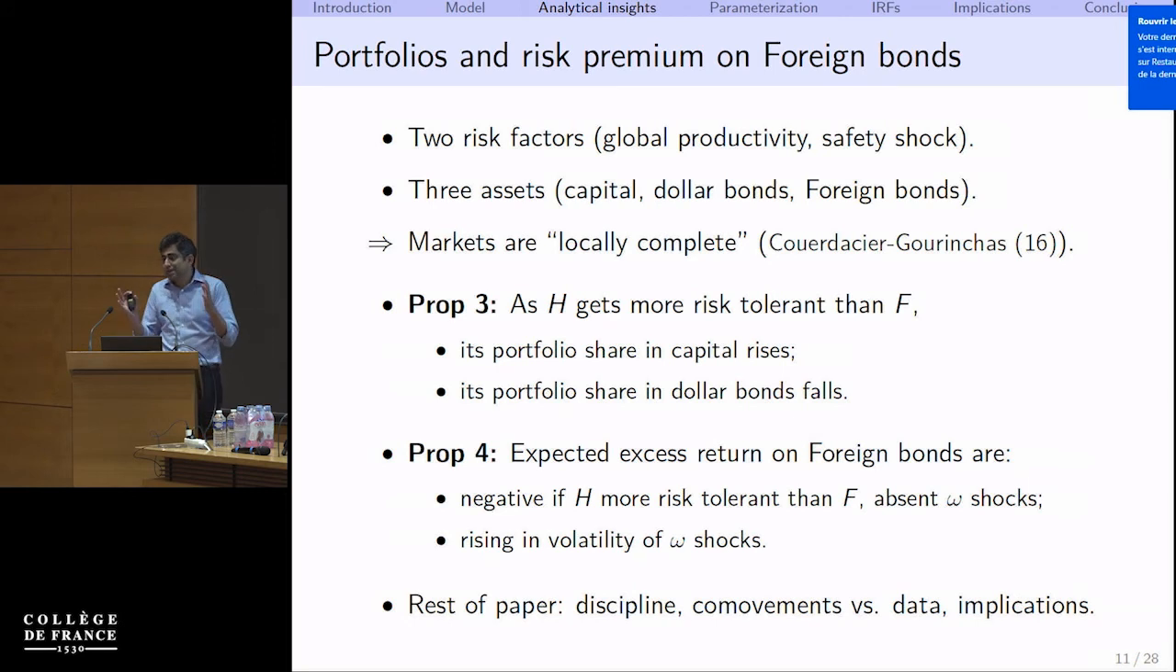So those are the main ideas of the paper. And in my remaining few minutes, I want to talk you through the broad strategy of how we discipline the richer quantitative model. I'll show you the key co-movements, and I'll walk through a selected set of the implications for fluctuations and policy.